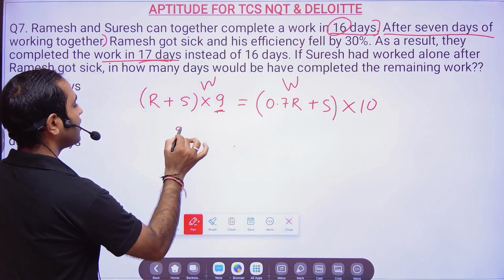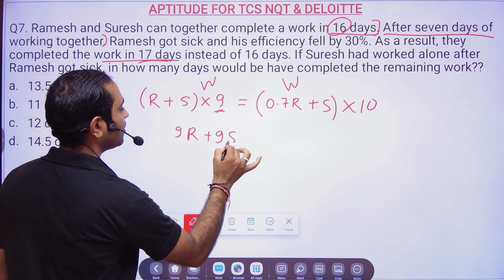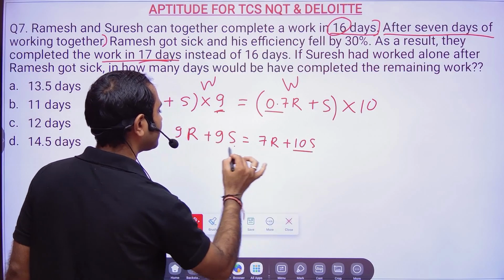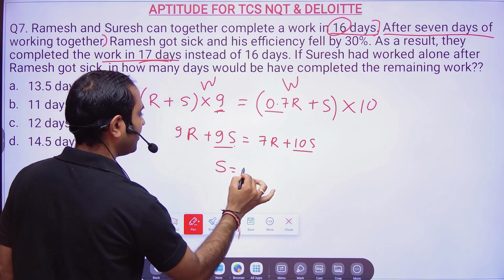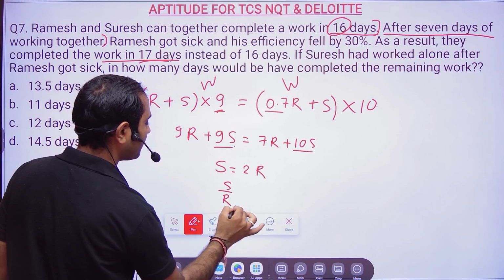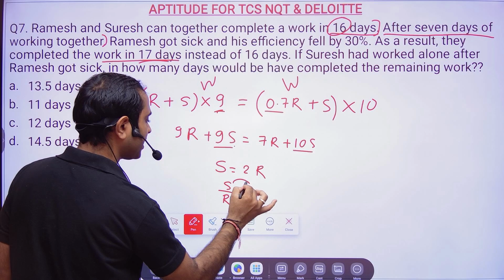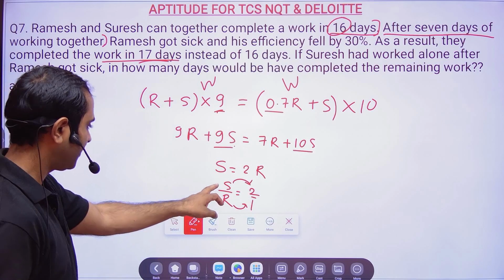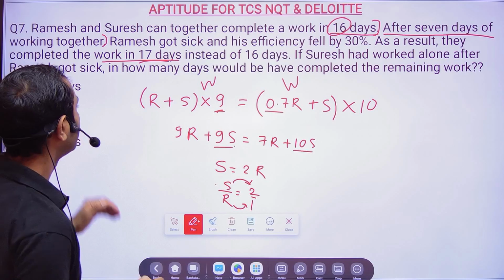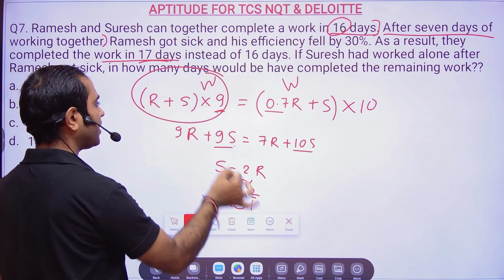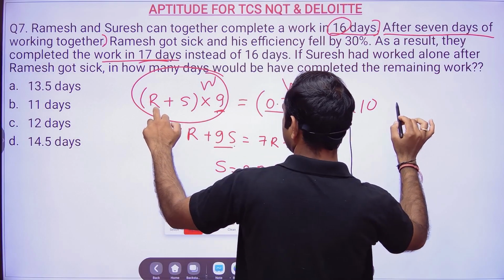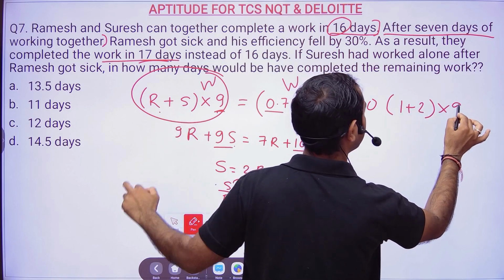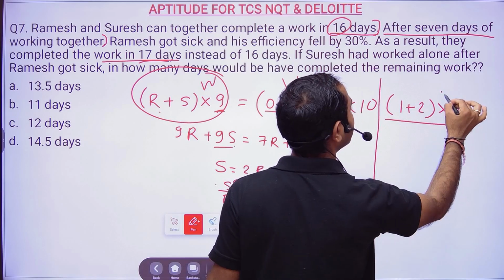Now let us solve this. So sir, 9R plus 9S will be equal to 0.7R into 10 plus 10S. So S will be equal to 2R. So sir, S by R will be equal to 2 by 1. That means the efficiency of Suresh is 2 and the efficiency of Ramesh is 1. Now let us calculate total work. Put their efficiency in any one of the equations. So R is nothing but 1, S is nothing but 2, their total efficiency 3 into 9. So total work is nothing but 27.